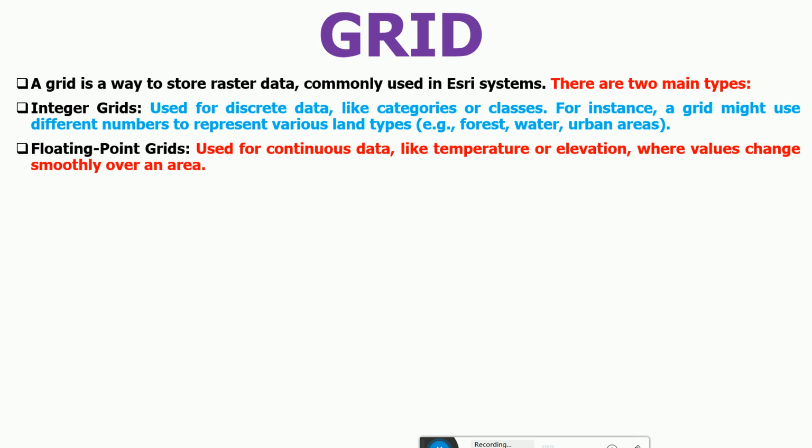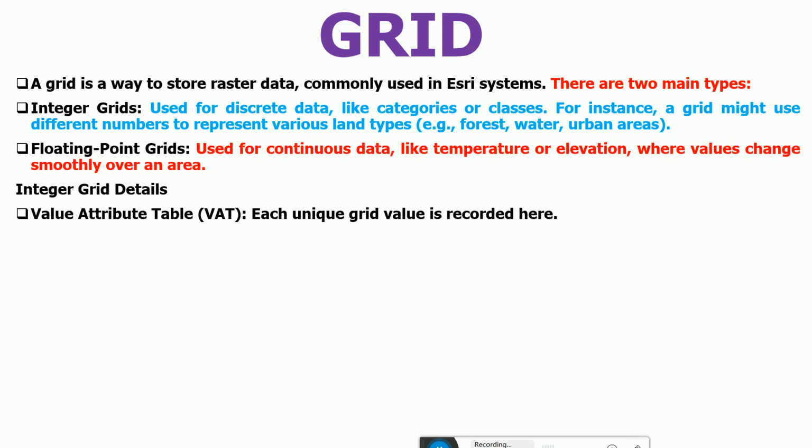So for representing the grid, storing data inside the grid is done in two ways, that is integer grid and floating point grid. Integer grid is discrete data which represents forest, water, urban areas, this type of thing, and floating grids can represent floating values like temperature or elevation. Elevation, 25.5 meters, 10.2 meters.